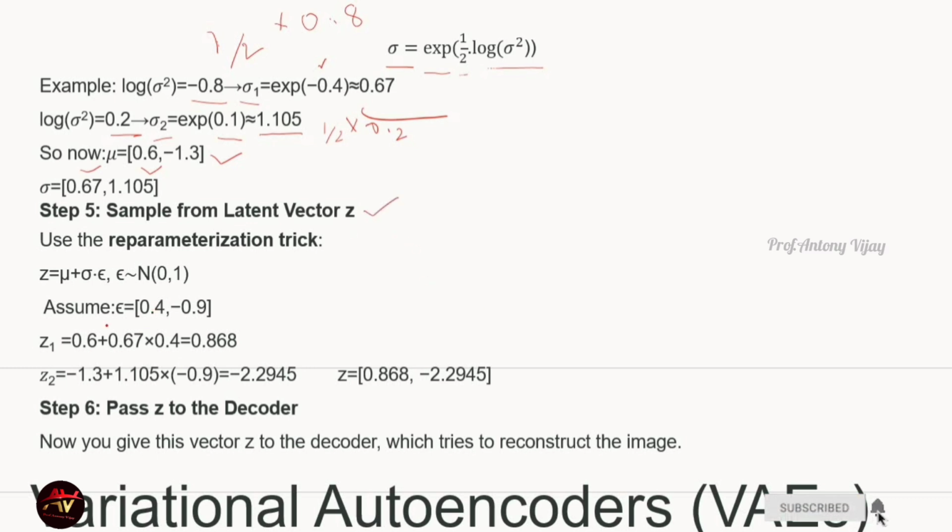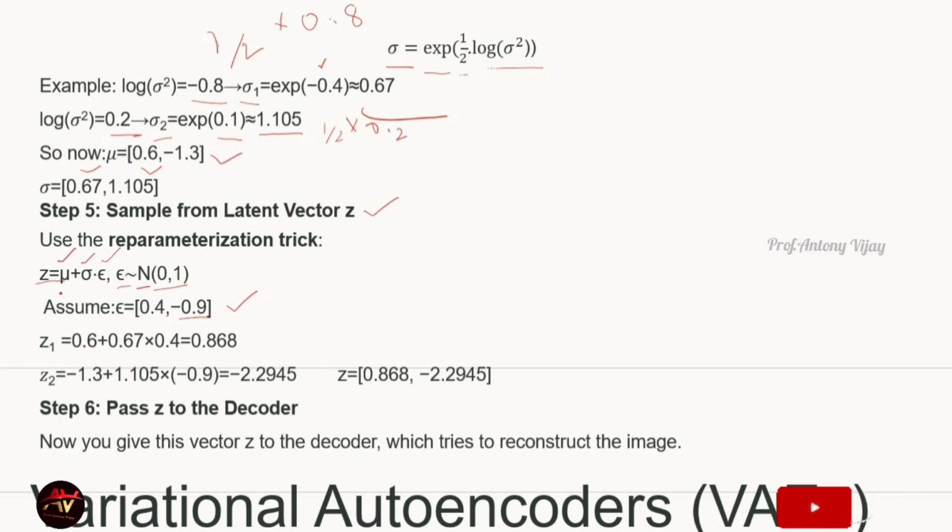If you want to find the z value, the formula is mu plus sigma into epsilon. The epsilon value usually ranges from 0 to 1, and we can assume the epsilon value will be 0.4 comma minus 0.9. Now find the values of z1 and z2.